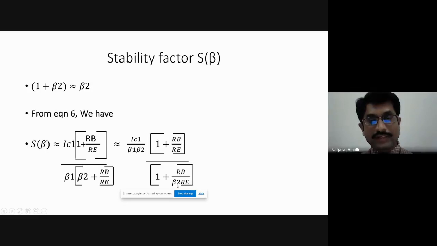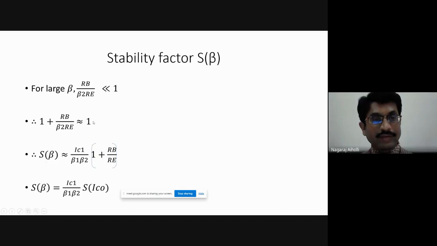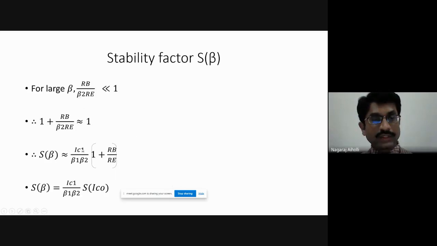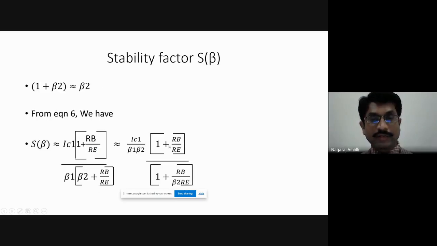Okay, when beta 2 is very much larger than the other values, this RB divided by beta 2 into RE will be less than 1, almost 0. So 1 plus RB divided by beta 2 into RE will be approximately equal to 1. Fine. So only the numerator term remains here, that is IC1 divided by beta 1 into beta 2, multiplied by 1 plus RB by RE.